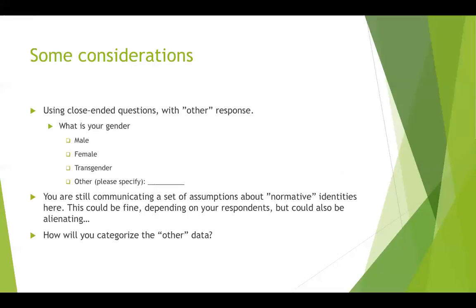Another option is to use a closed-ended question, with some response categories and an other response, allowing people to mark themselves. If the response categories you provide don't fit, they can write themselves in as something else. You're still communicating a set of assumptions about what is normative, and the term normative isn't about judgment. Normative is most likely to occur. That could be fine, depending on your respondents, but it might be alienating for some of them. You want to know, as much as you can, who your respondents are. And then you have the decision about how you're going to categorize other data, similar to the decisions you have to make when you have open-ended data.